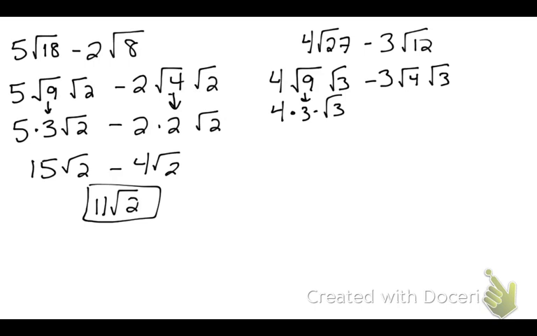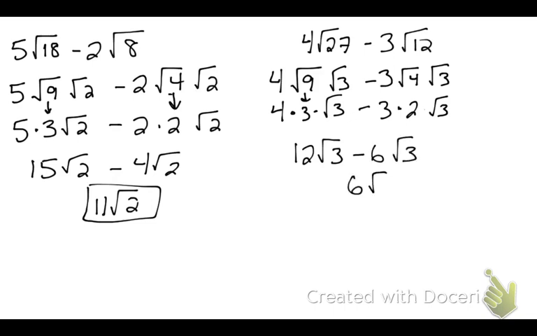Remember, these are all being multiplied together. The square root of 4 is 2. So this simplifies down into 12 root 3 minus 6 root 3, which is just 6 root 3. There's our final answer.